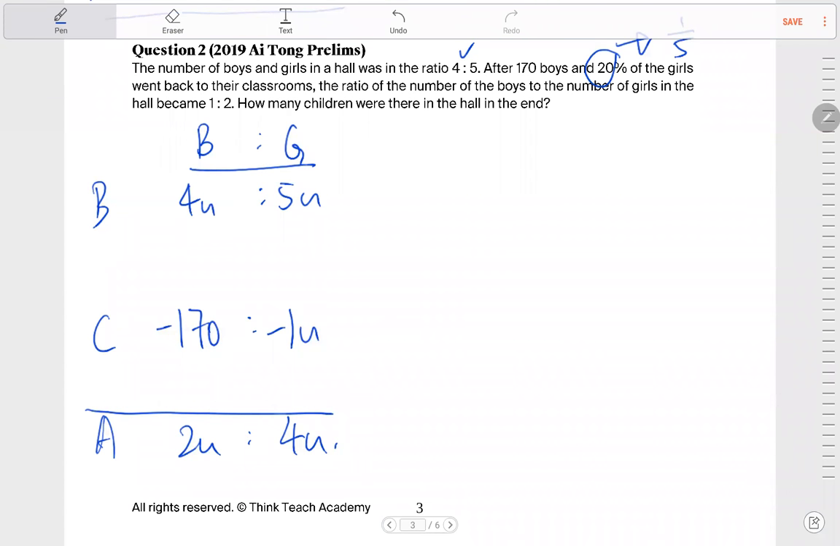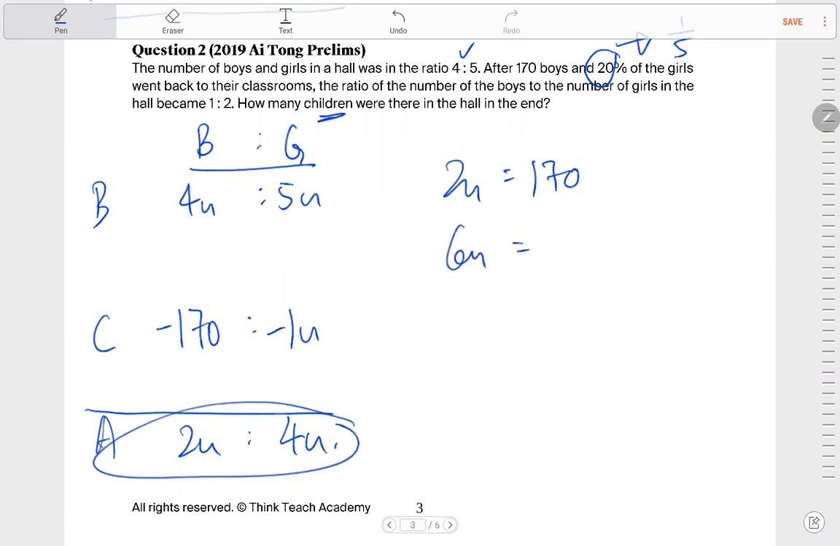And once you're able to complete this table, you will realize that 2 units is actually 170. And this is a part where you know you can just proceed to solve. Right, at the moment you have X number of units equals to whole number, proceed to solve. What is the question asking? How many children were there in the hall in the end? They are looking for 6 units. So 6 units is just 170 times 3, you get 510.